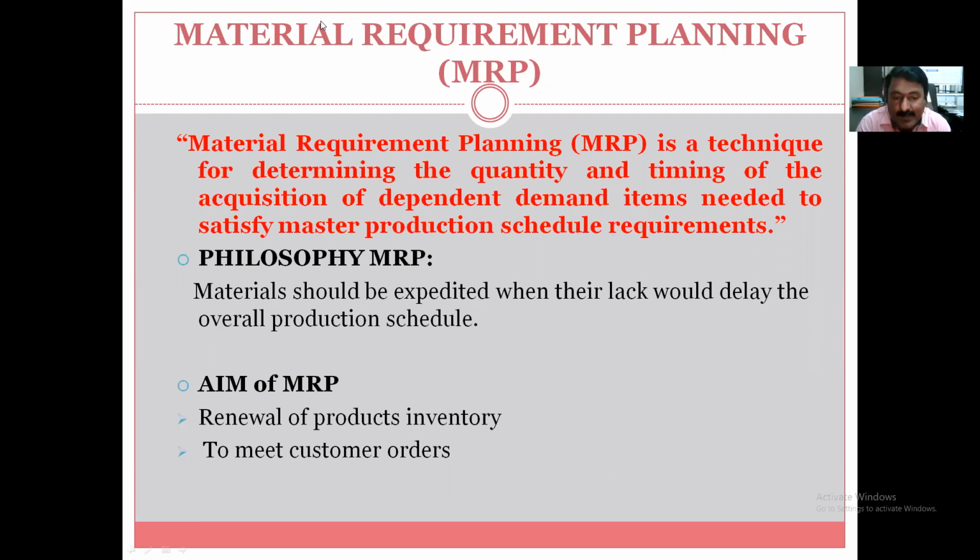What is the philosophy of MRP? Material should be expedited when its lack would delay the overall production schedule. Expedited means to accelerate, to bring in a faster way. So for example, the production schedule says that 1000 items are required to be dispatched in the month of January. Now it is the 4th of January, and we have only the quantity of material from which 300 items can be produced, and we require 1000 to dispatch. So what about the remaining 700?